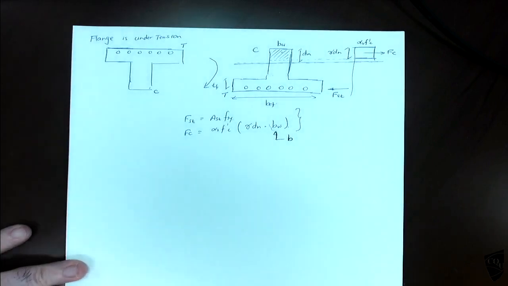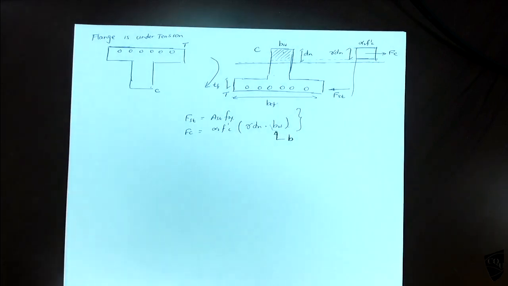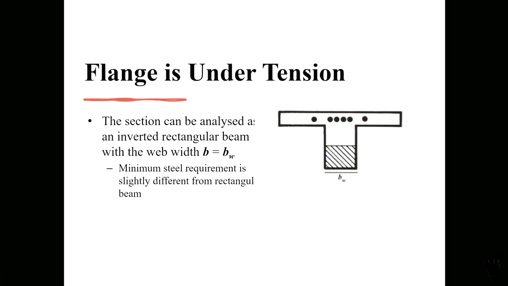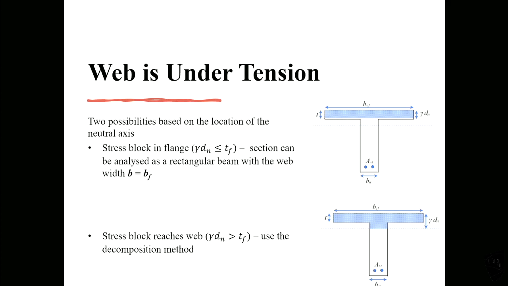So this section is very similar to the rectangular section, the only thing being that b is equal to bw. But the minimum reinforcement has slightly different numbers, so you need to look at that one carefully. The minimum steel requirements are slightly different from rectangular beams, but the flexural steel calculation is the same as for a rectangle. If the web is under tension, that is a little bit different.